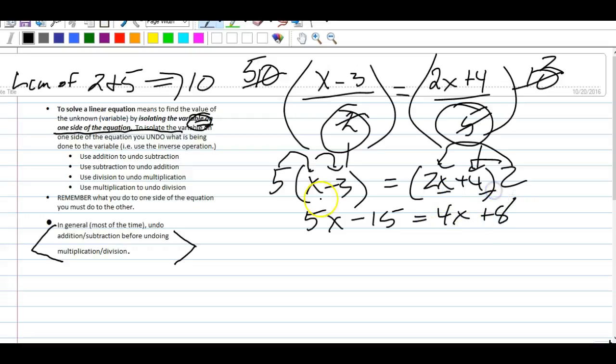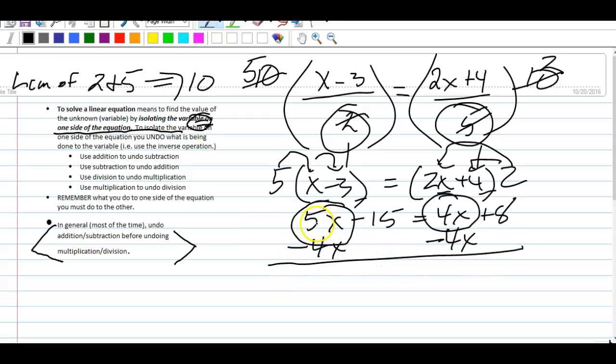Multiply each of these by 2, each of these by 5. Now I have a variable on both sides of the equation. To solve this, I need to eliminate one of these variables. So I'm going to eliminate the 4x by subtracting 4x from both sides. 5x minus 4x is x, which leaves me x minus 15. Here the plus 4x and the minus 4x do each other in. That leaves me with 8.